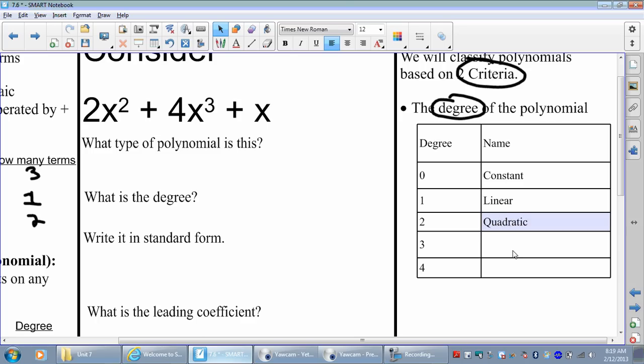2 is a quadratic, 3 is a cubic, and 4 is a quartic. 5th is a quintic, and after that we just use degree 6, degree 7, degree 8, etc. They don't have special names. So these are the ones that will suffice for Algebra 1 for us to be looking at. Now, that's one of the criteria that we're going to classify a polynomial on: what's the degree of the polynomial.